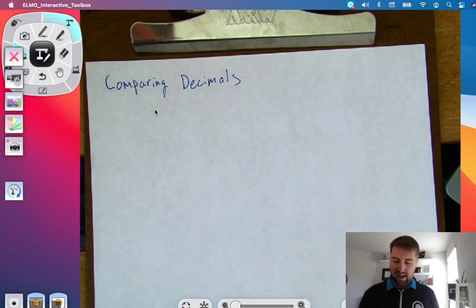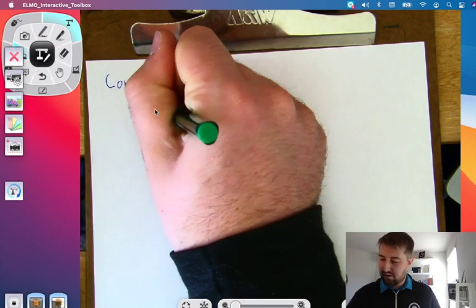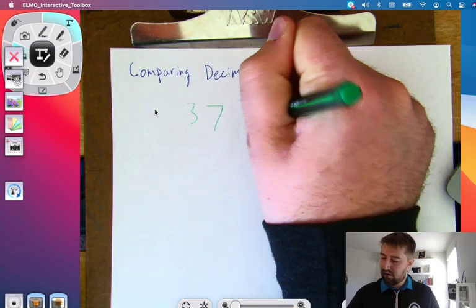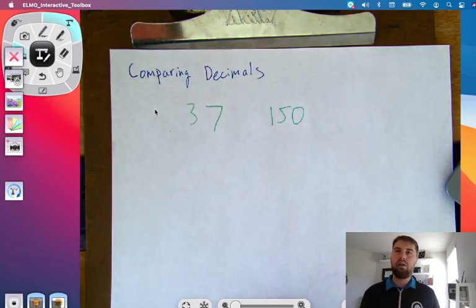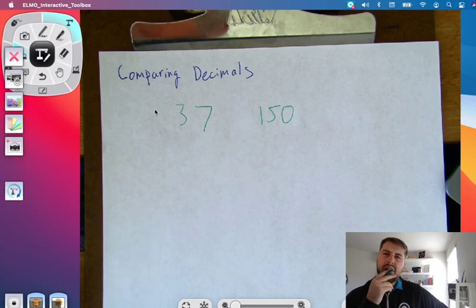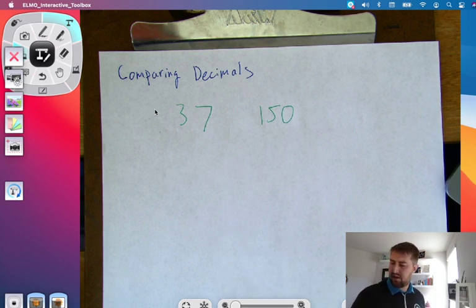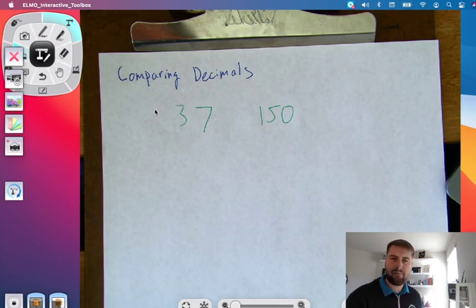So I want us to take a look at two numbers here. Take a look at these two numbers. 237 and 150. Think about those two, and what do you notice? I'm going to think. 237, 150.